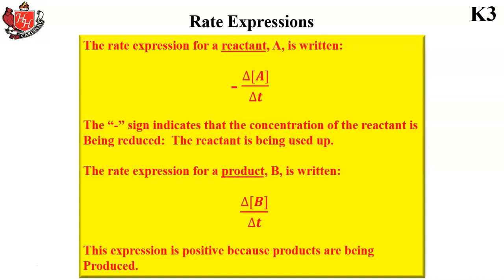So the rate expression for a product, B, again a hypothetical product of some sort, is written change in concentration of B for every change in unit of time. And this expression is positive because products are being produced.